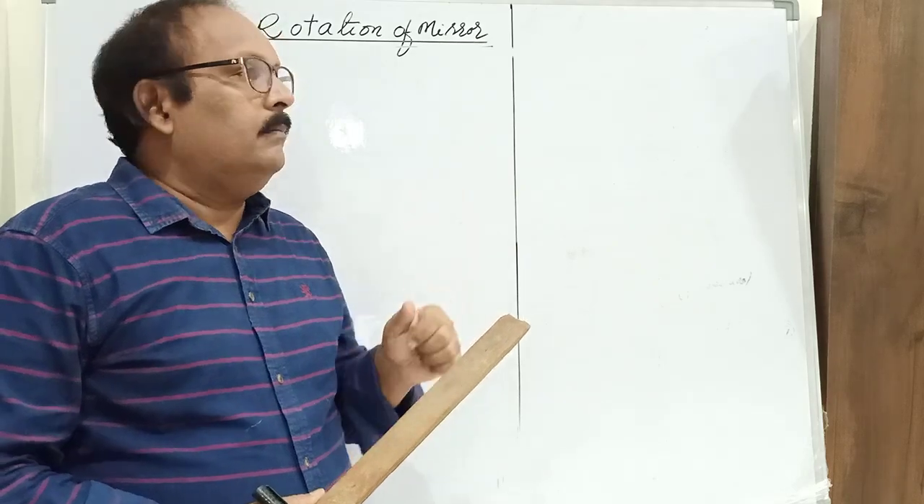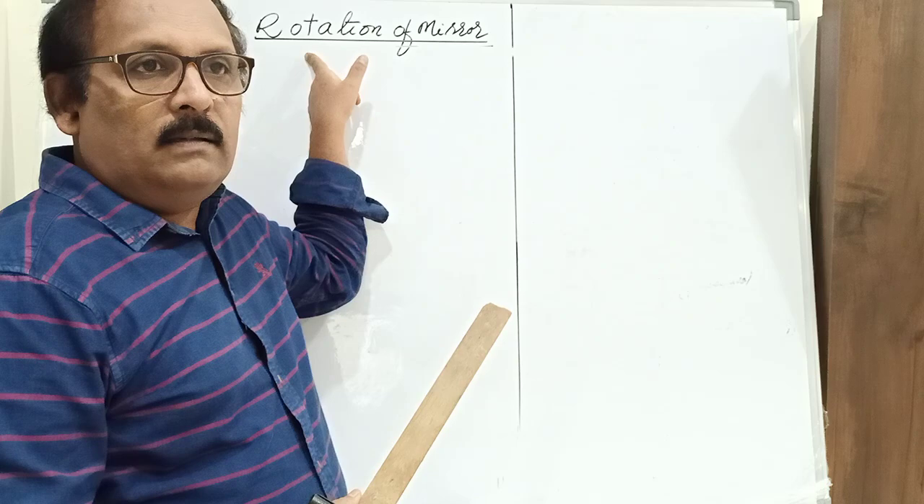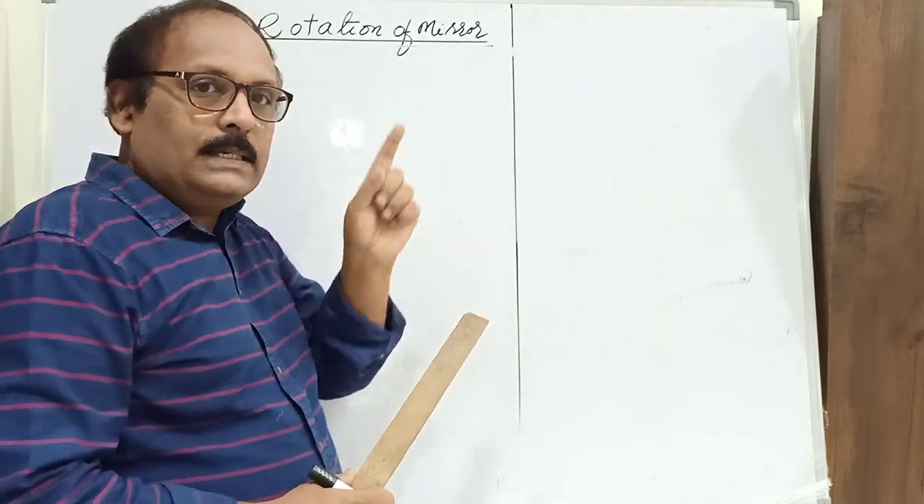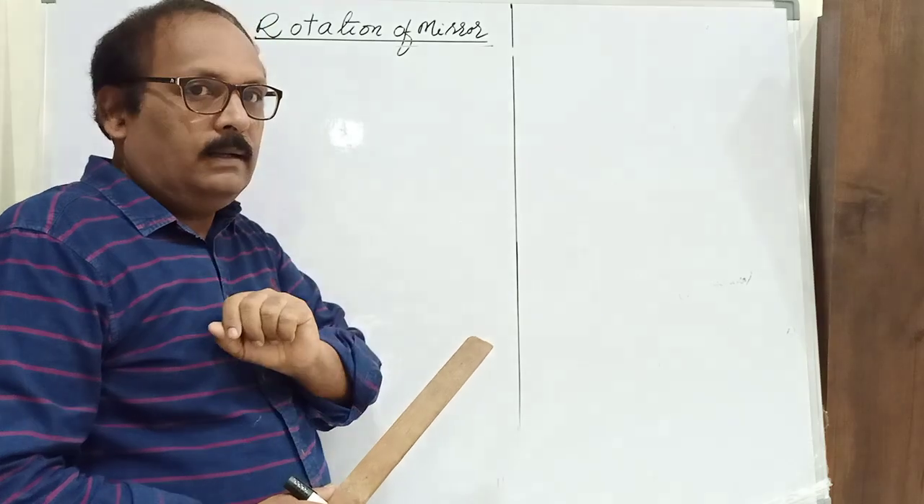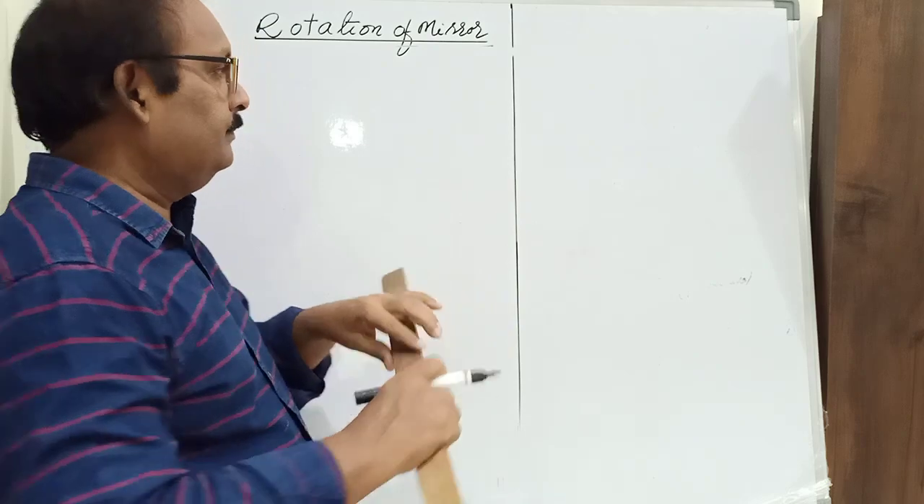Plane mirror rotation. When a plane mirror is rotated by an angle theta, the reflected light gets rotated by an angle of 2 theta. See now.